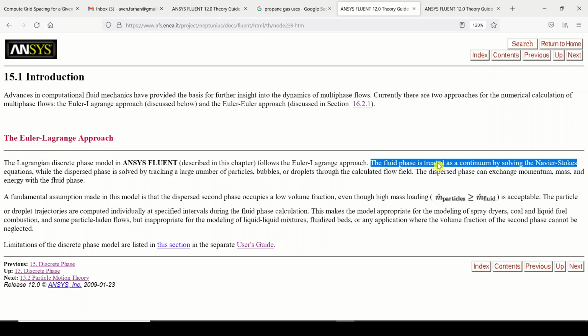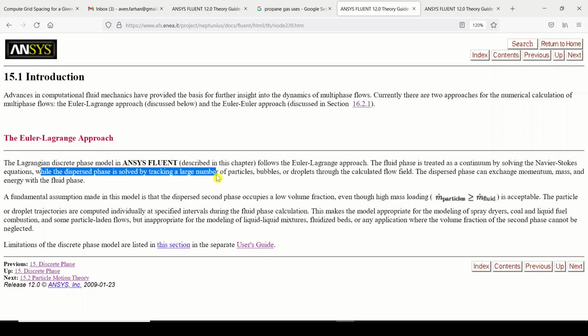Okay, so that is what is considered the first phase, that is the fluid phase. The next phase is the dispersed phase. In this approach, the dispersed phase is solved by tracking a large number of particles, bubbles or droplets through the calculated flow field. So this is a combination of fluid phase plus dispersed phase.